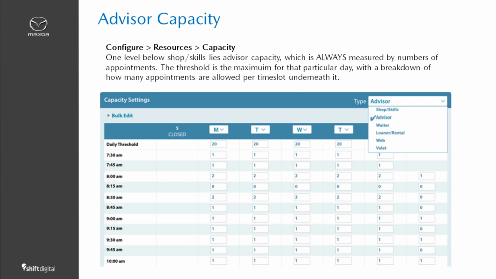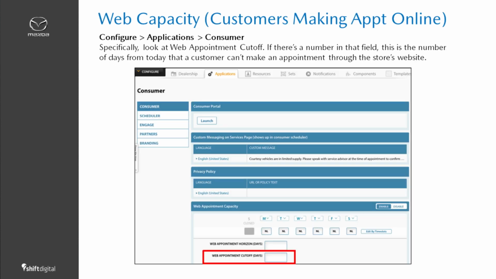One level below shop capacity is your advisor capacity. This is always going to be measured by number of appointments. So the threshold max for that particular day will have a breakdown of how many appointments are allowed per time slot. I highly advise to have the sum of the time slots equal or more than your threshold. So adding up all the time slot appointments should be 20 or more. Anything less means that your threshold number is not truly your maximum for that day and should be lowered to be more in line with the sum of the day's appointments.